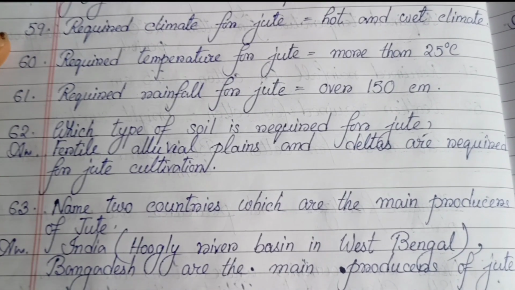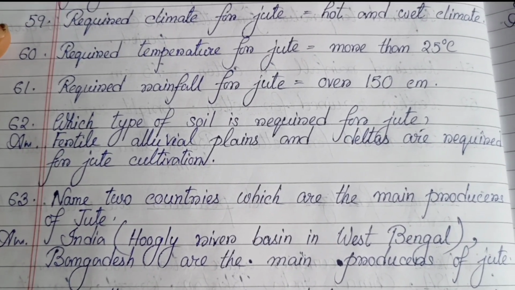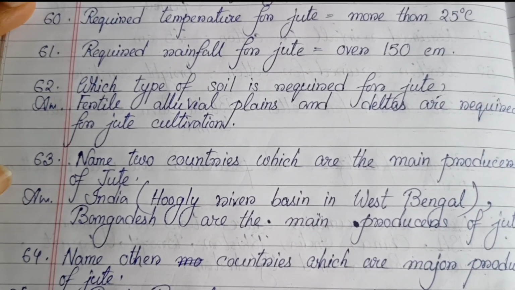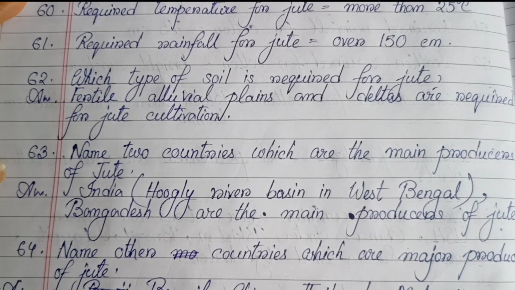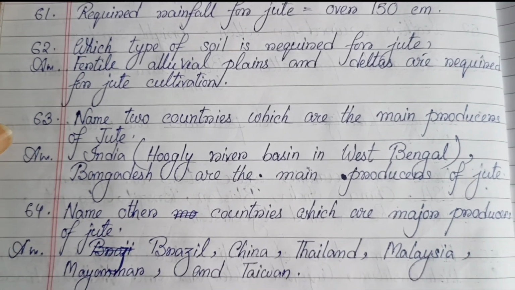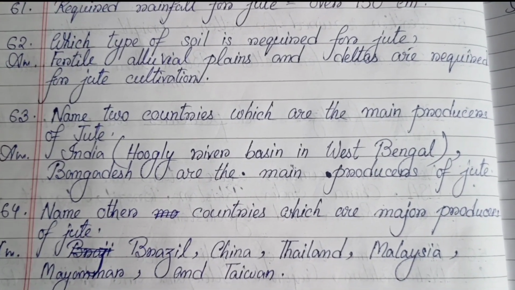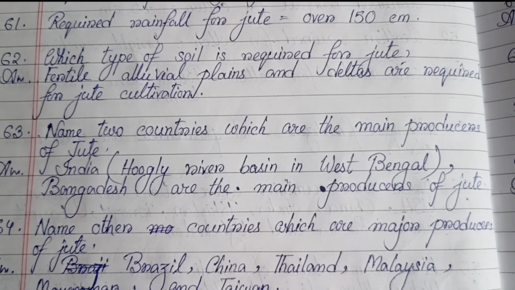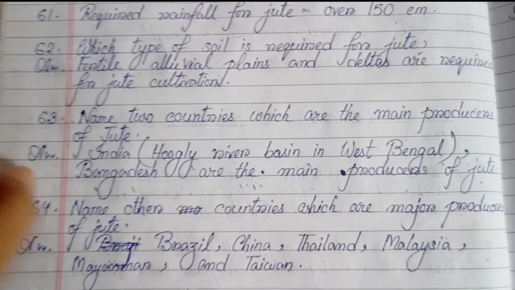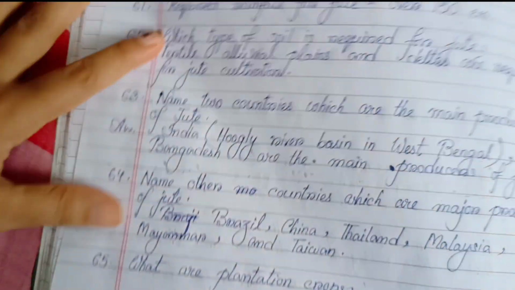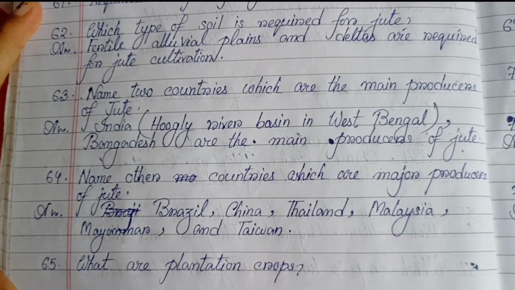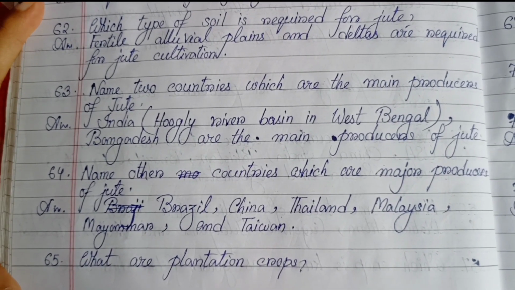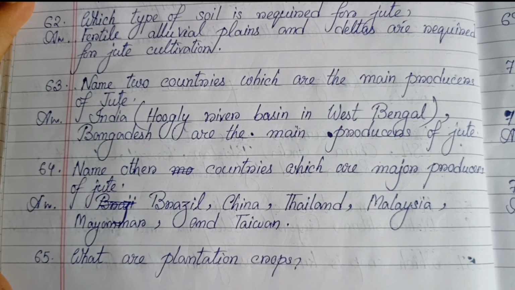Which type of soil is required for jute? Fertile alluvial plains and deltas are required for jute cultivation. Name two countries which are the main producers of jute. India, Hooghly River Basin in West Bengal, and Bangladesh are the main producers of jute. Number 64. Name other countries which are major producers of jute. Brazil, China, Thailand, Malaysia, Myanmar and Taiwan.